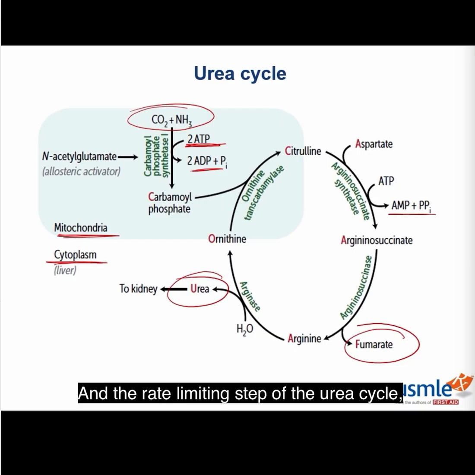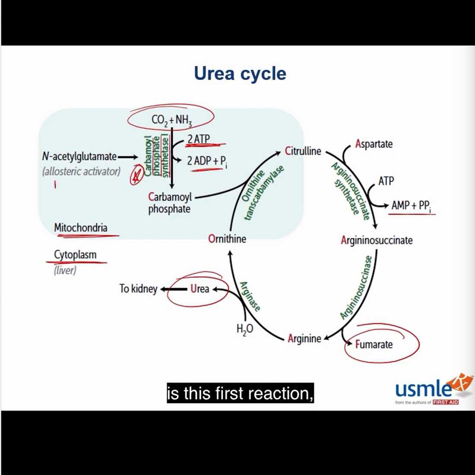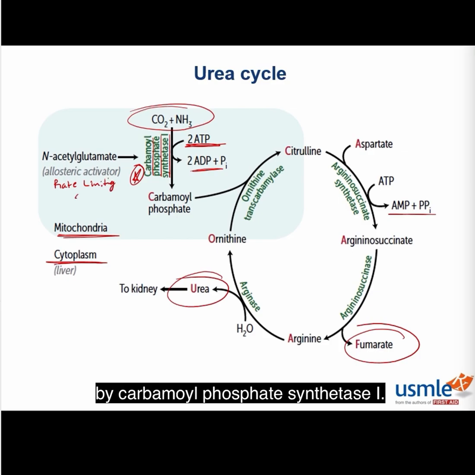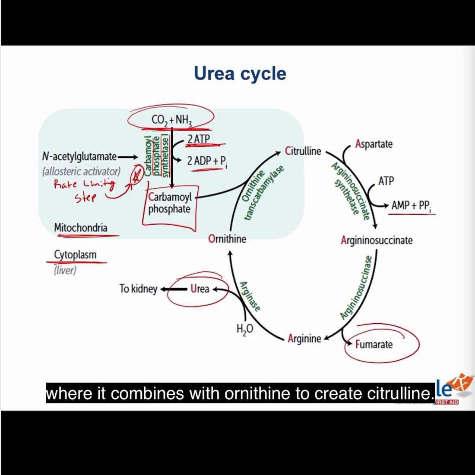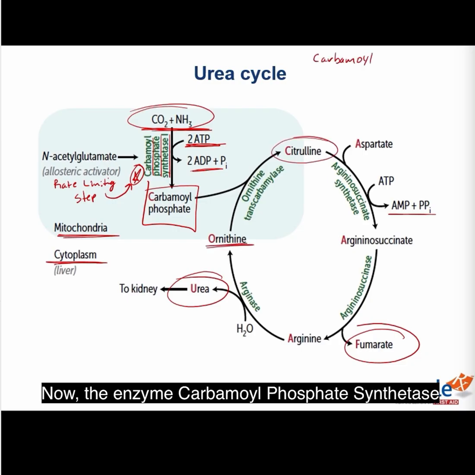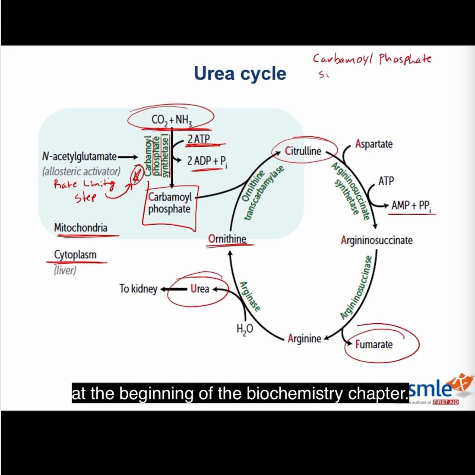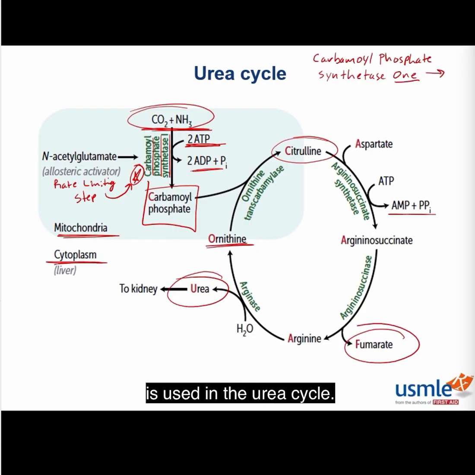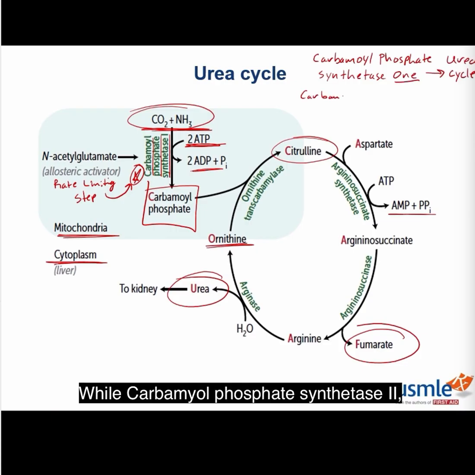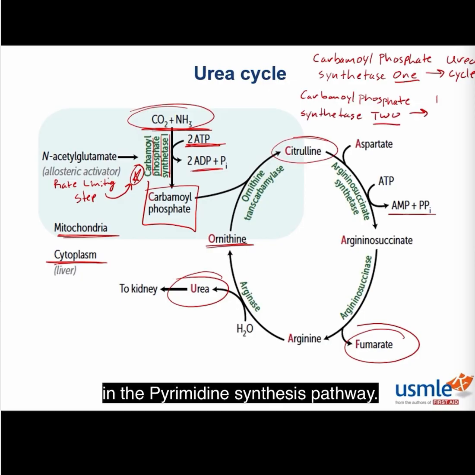And the rate-limiting step of the urea cycle is this first reaction, which is catalyzed by carbamoyl phosphate synthetase 1. Now, once again, this enzyme converts carbon dioxide and ammonia to carbamoyl phosphate. And then the carbamoyl phosphate can enter the urea cycle where it combines with ornithine to create citrulline. Now, the enzyme carbamoyl phosphate synthetase may sound familiar since you heard of it at the beginning of the biochemistry chapter. Just remember that carbamoyl phosphate synthetase 1 is used in the urea cycle, while carbamoyl phosphate synthetase 2 creates carbamoyl phosphate in the pyrimidine synthesis pathway.